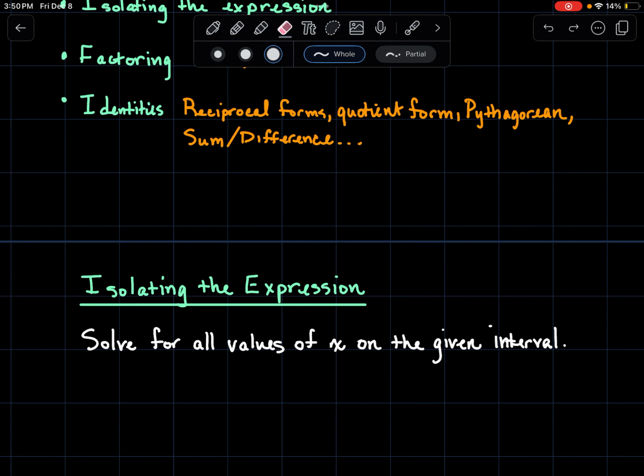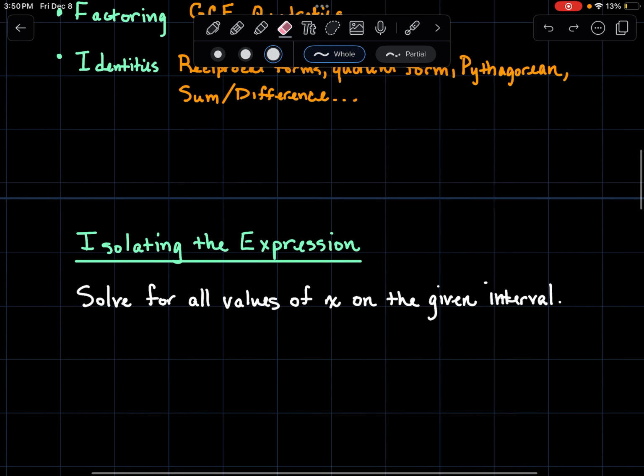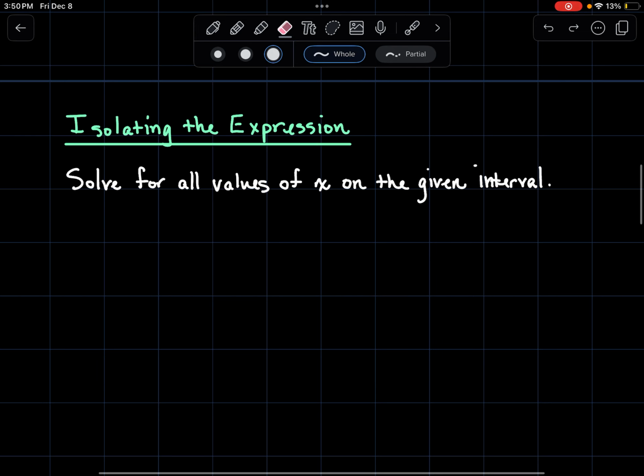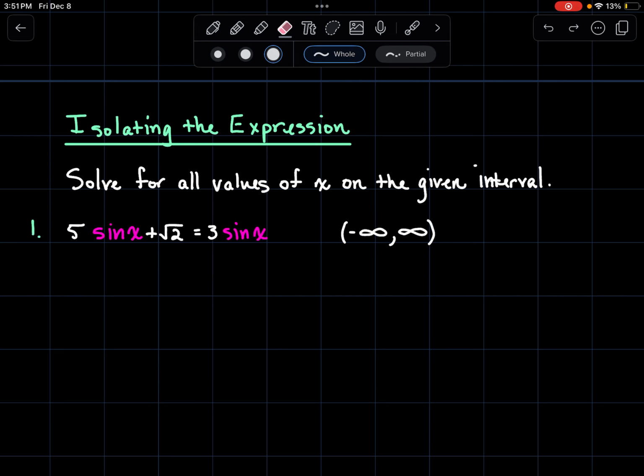So let's get into our first example. Isolating the expression, we're going to solve for the values of our variable over whatever the given interval is that the problem tells us. First example, we have 5 sine of x plus root 2 equal to 3 sine of x. I'm going to use that sine of x and pretend that that is my variable. So I want to get those like terms to the same side of the equal sign.